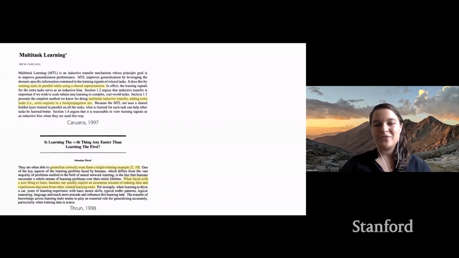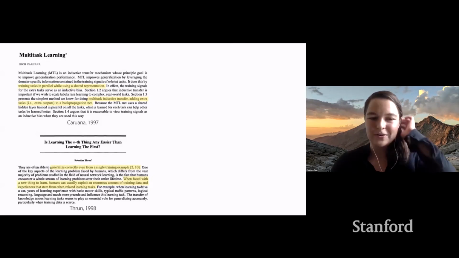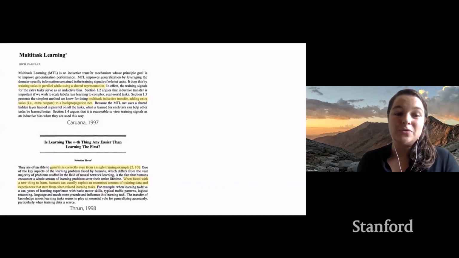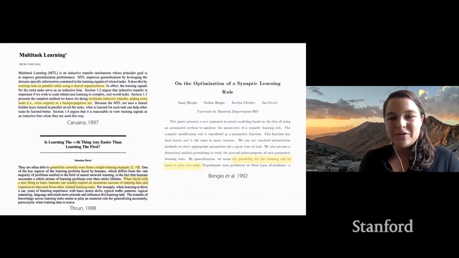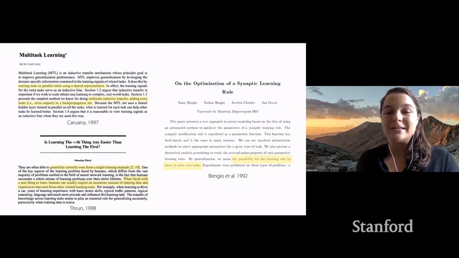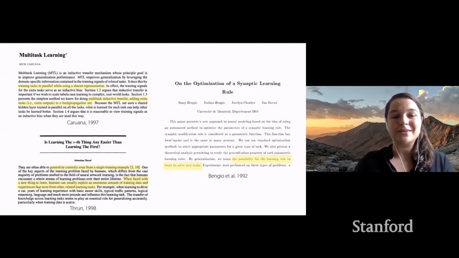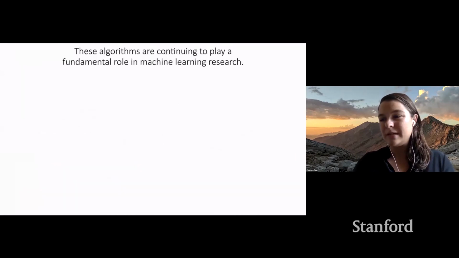In 1998, Sebastian Thrun, who was formerly a professor here, was thinking about how humans can generalize correctly even from a single training example, just like the few-shot learning task that you did earlier. When faced with a new thing to learn, humans can usually exploit an enormous amount of training data and experiences that stem from other related learning tasks. Further, Samy Bengio in 1992 was thinking about the possibility for a learning rule that can learn to solve new tasks. So in all of these cases, people were thinking about multitask learning and meta-learning many, many years ago. So why should we care about it now? And why is it quite relevant now?